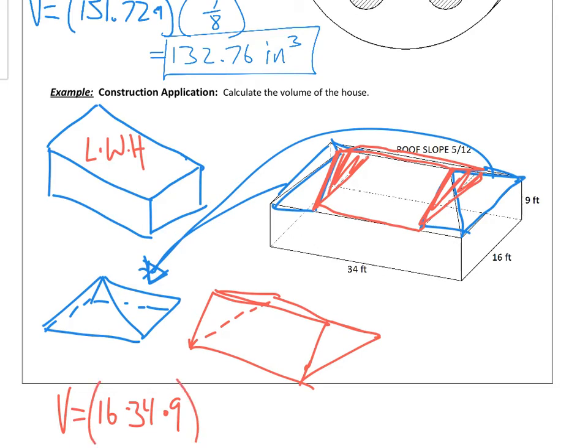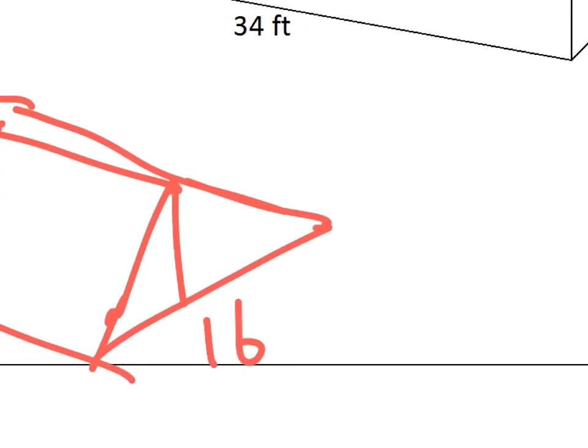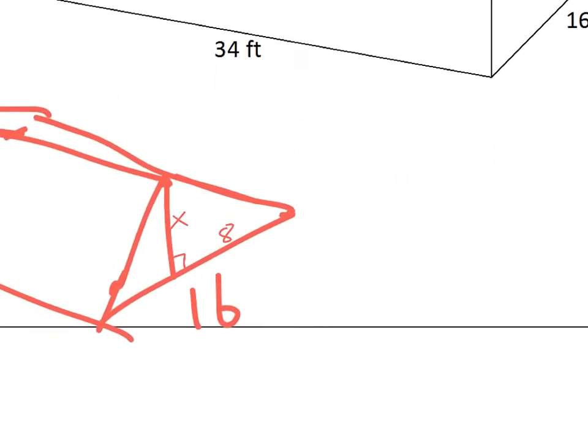What we don't know is this height. But we do know that the roof slope is 5/12, which means that this whole distance of 16, if we cut that in half, we're going to have 8 feet to the middle. It doesn't look like half, but we'll assume that it is. So this height right here, let's call this x. That distance is how tall the roof is.